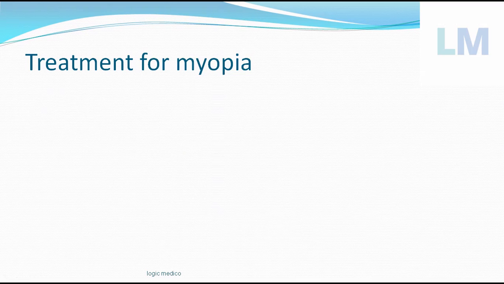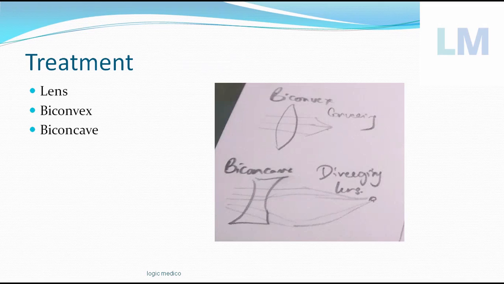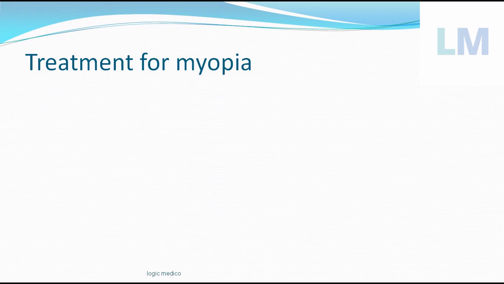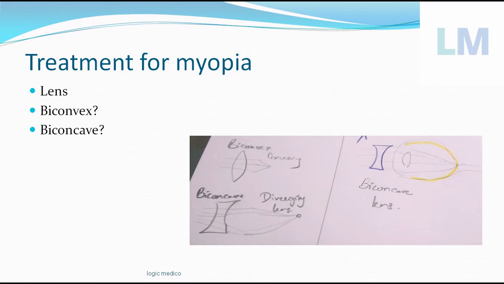Let's see this. Treatment for myopia is definitely lens. But which lens? Is it biconvex lens or biconcave lens? Is it converging lens or diverging lens? So what is the treatment? Can you think? It's definitely lens, but which one? So what is the basic pathology in myopia? The eyeball is enlarged. So will you give biconvex to further increase the refractive power, or biconcave? Answer is biconcave. Why? The eyeball is enlarged.